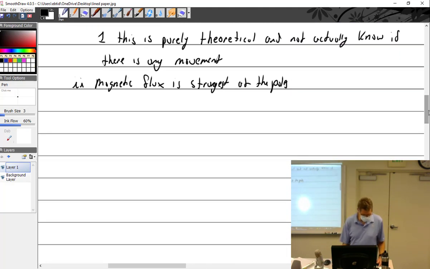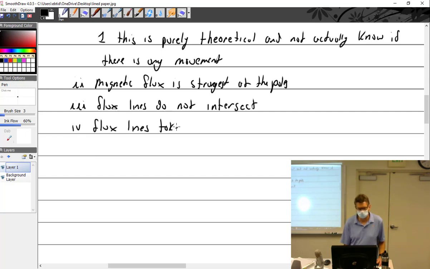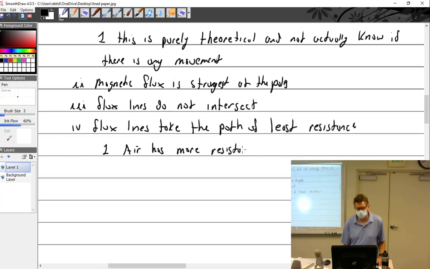Flux lines do not intersect. And flux lines take the path of least resistance. And by the way, air has more resistance than steel.